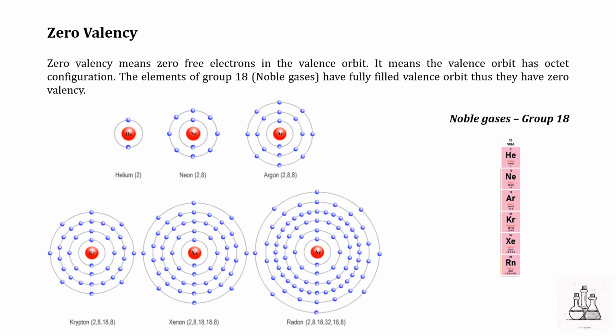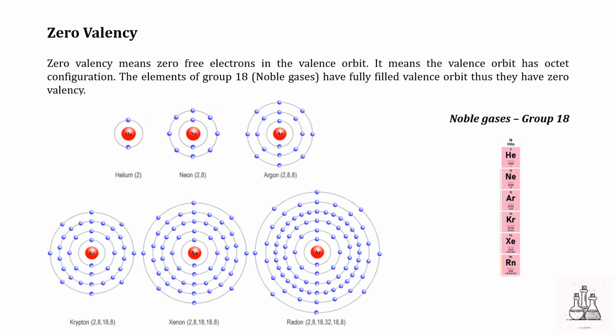Now, what is zero valency? Zero valency means zero free electrons in the valence orbit. It means the valence orbit has octet configuration. The elements of group 18, the noble gases, have fully filled valence orbit, thus they have zero valency. Now look at the table of group 18 elements, that is noble gases: helium, neon, argon, krypton, xenon and radon. They are zero valent elements.